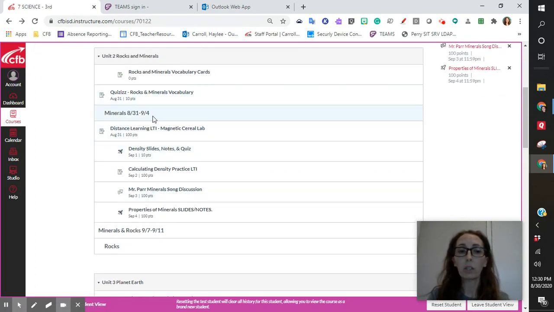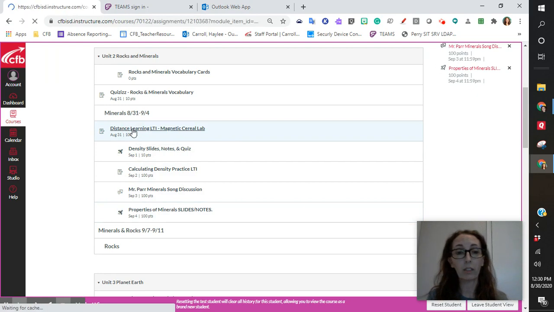I decided to start putting dates on here to help you figure out what is going on when. I hope that this is helpful. If you look at each of these, it has a date right under it. These are the days that we are working on these tasks in class. So for Monday, you have a magnetic serial lab.